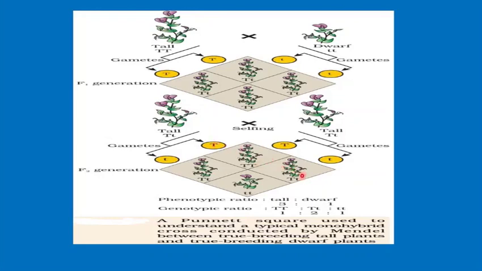Capital T from this parent, small t from this parent, and it leads to the formation of capital T and small t. And here what happened, so last one, it is small t combines with the small t of the other parent, and this is how the 4 different genotypes are formed. So what will be the ratio?